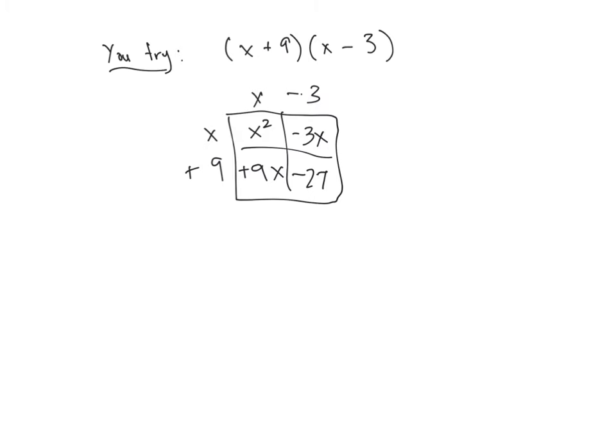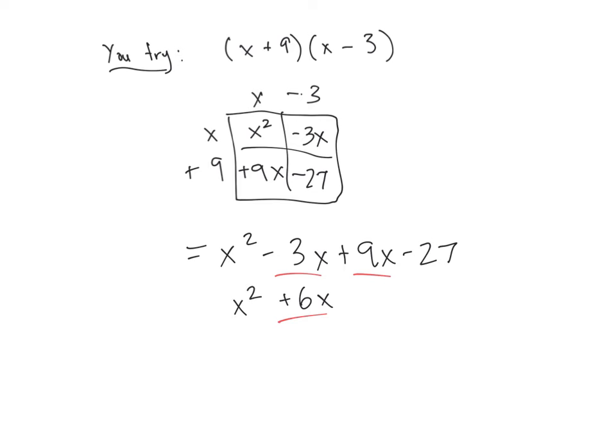All right, so if we fill in this box, it looks like that. x squared minus 3x plus 9x and minus 27. So if I write that down, I'm just going to have the middle term that ends up combining. So minus 3x and a plus 9x is going to combine. Negative 3 plus 9 makes a plus 6x. So x squared plus 6x minus 27 as my answer on this one.